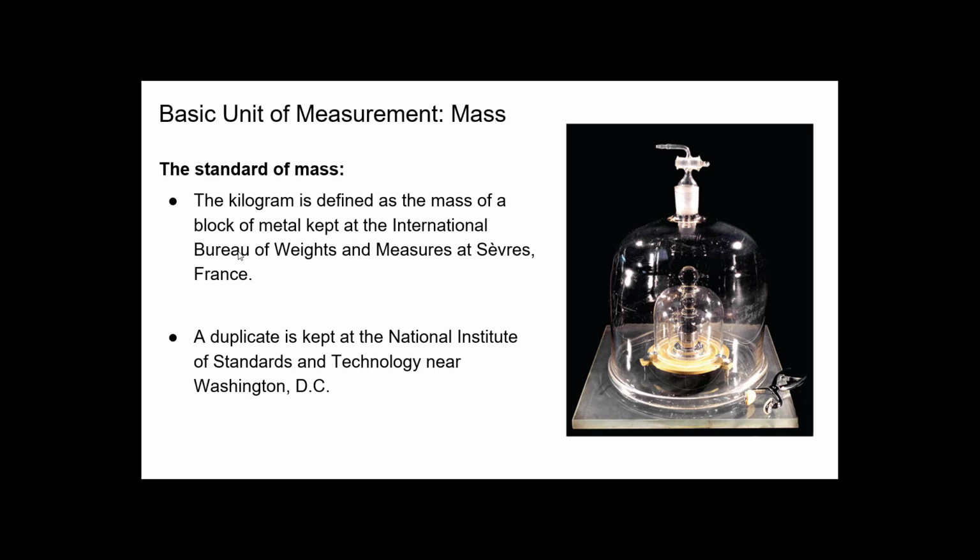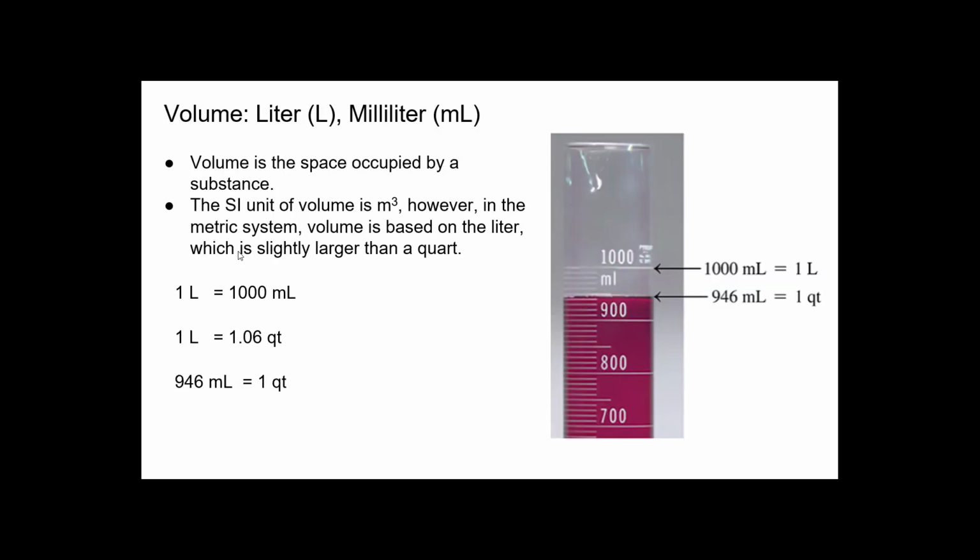Basic unit is mass. That's what we tend to use. And for the SI unit, it's kilograms, but honestly, we'll tend to be using grams and different versions of grams. Volume is liter or milliliter, and 1 liter equals 1,000 milliliters. 1 liter is also equal to 1.06 quarts. 946 milliliters equals 1 quart. So none of this is equivalent to another value system, and we have to adjust for those issues.